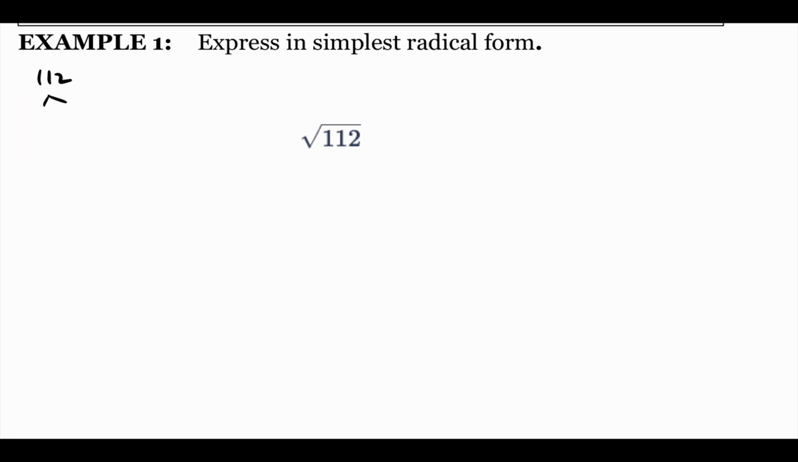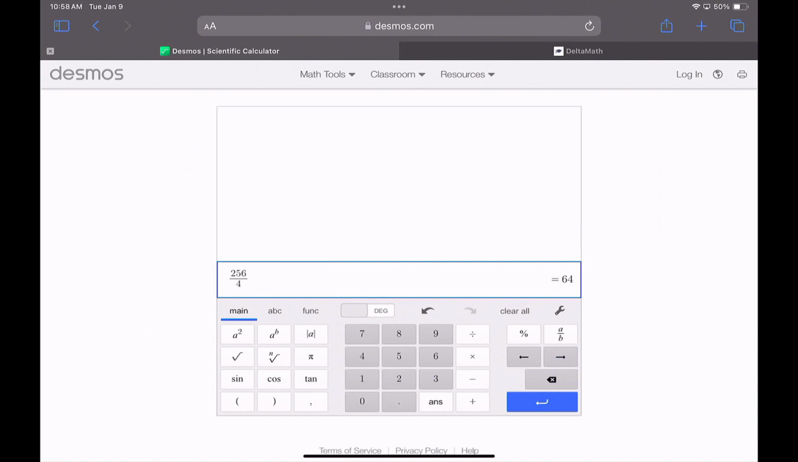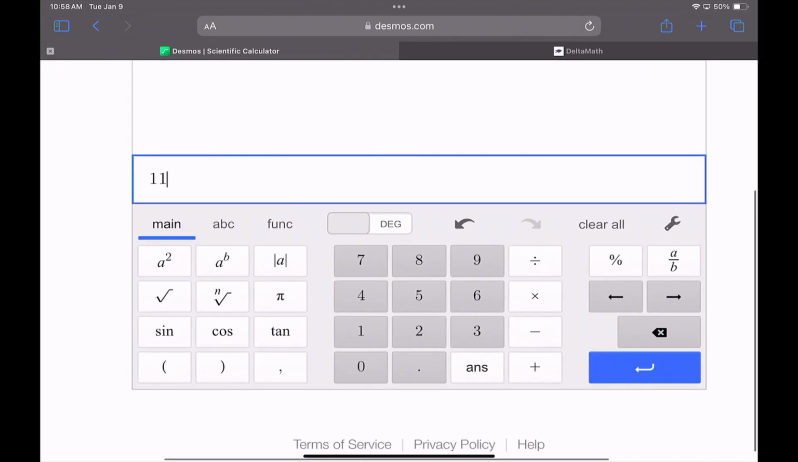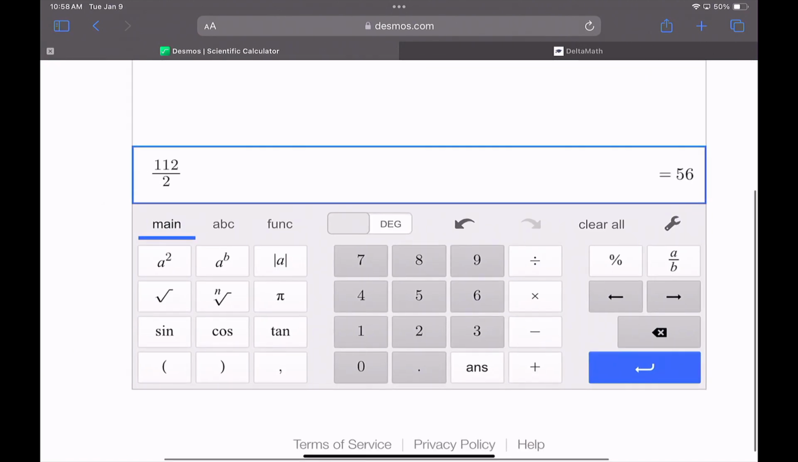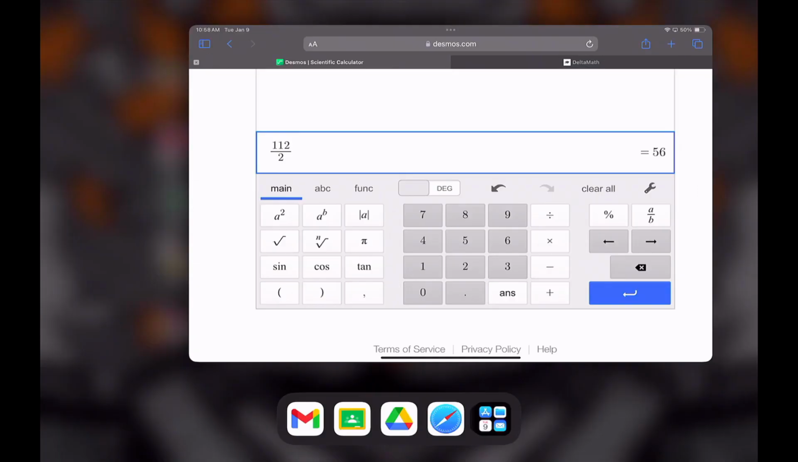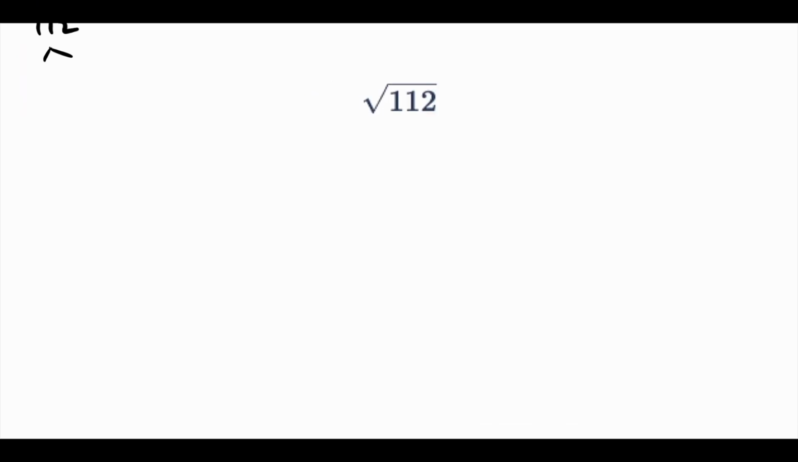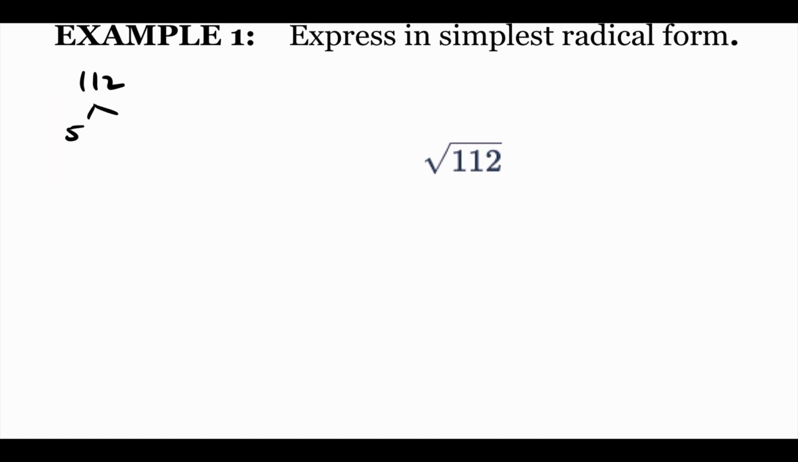It doesn't matter where you start. You can divide it by 2. You can divide it by 4. Whatever goes in. It doesn't matter where you start. You'll always end up in the same spot. Okay, so if you're not sure, just use your calculator. 112 divided by 2 is 56 and 2. So we say 56 times 2. And then you keep breaking down until you can't.